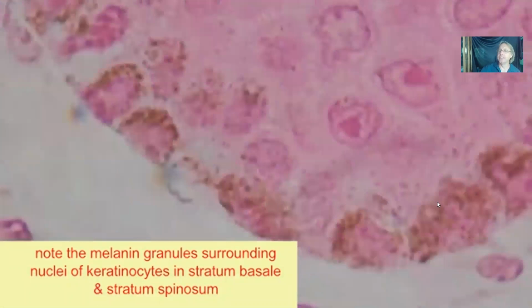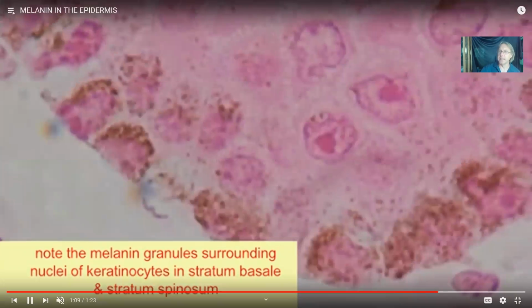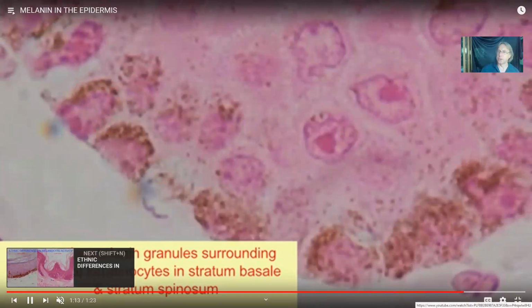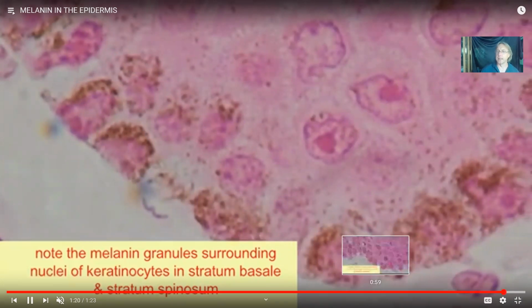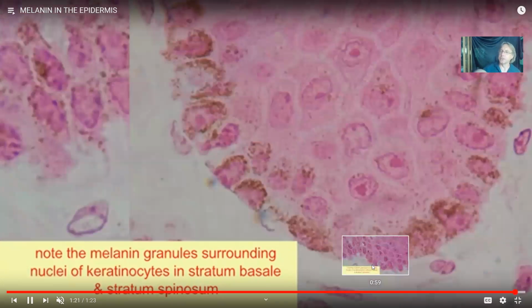And so melanin is injected into these cells, which in addition to the normal variation, which I'll mention in a second, simply then protects them from ultraviolet light, given that ultraviolet light can cause mutations and that melanin absorbs ultraviolet light.